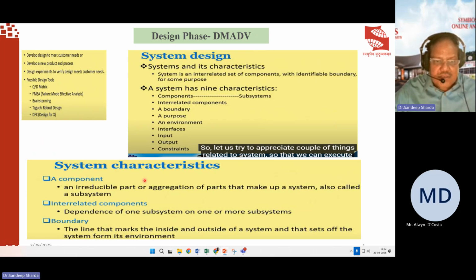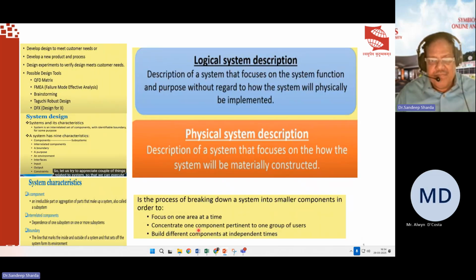For input, we can go for the sequencing of the number of copies, the items being copied. So among system characteristics, a component is the item or part which is part of the subsystem or the system. An interrelated component is dependent on one subsystem. A boundary is the line or mark between inside and outside of the system, defining one system from another system. A logical system description focuses on the system functions and purpose without regard to how the system will physically be implemented.